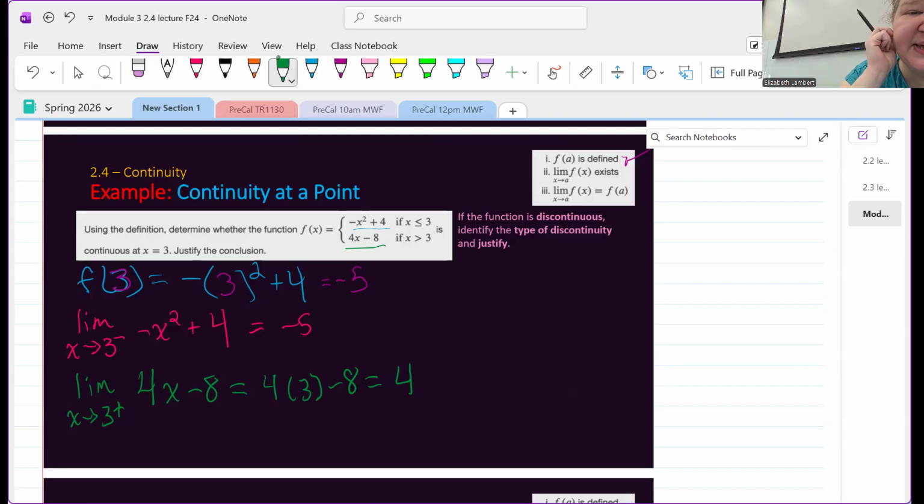So does the limit as x approaches 3 overall of f of x exist? Why not? Because they don't agree. So the left limit exists, the right limit exists, but they don't agree on the value. So the overall limit does not exist. So we're failing at step 2 here. But when these guys are not equal, this is a jump discontinuity.